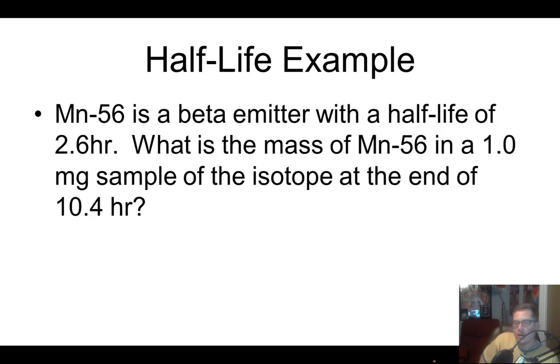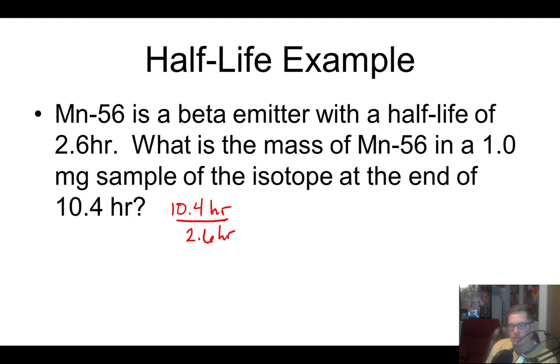One more problem and we'll be done. Manganese 56 is a beta emitter with a half-life of 2.6 hours. What is the mass of manganese 56 in a 1 milligram sample of the isotope at the end of 10.4 hours? This is essentially the same problem as before. However, we don't know how many half-lives went by, so we have to calculate that first.